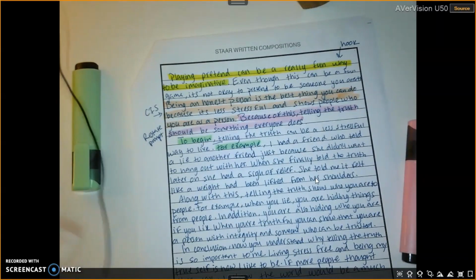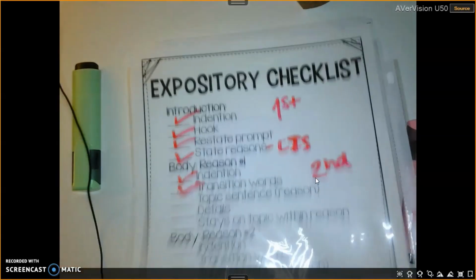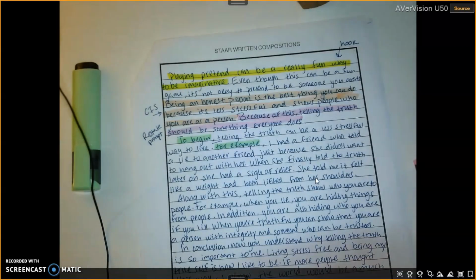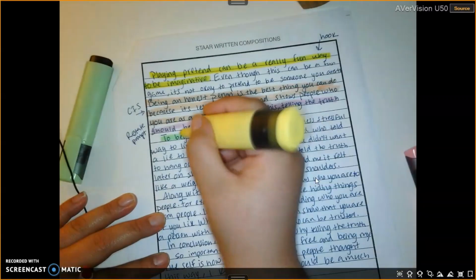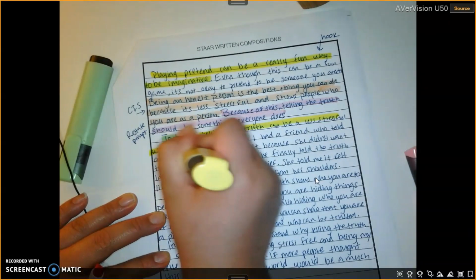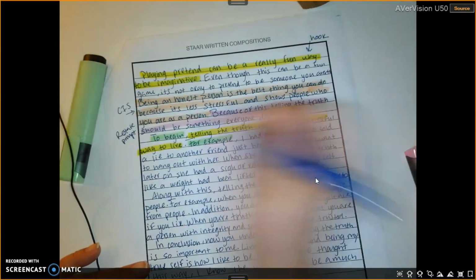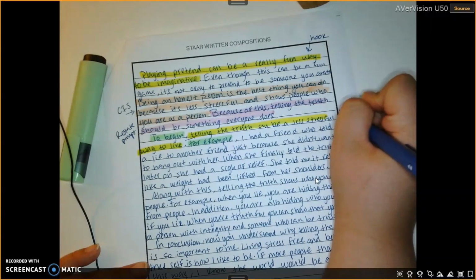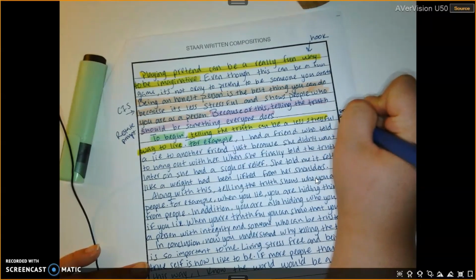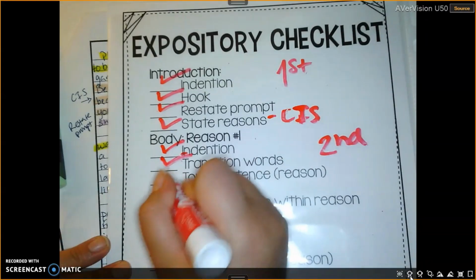Now, according to the checklist, topic sentence. Now remember, if you used your transitional phrase, you should have your topic sentence. And here's my topic sentence right here. To begin, telling the truth can be a less stressful way to live. So I'm going to label it over here because there's not a lot of room over there. Topic sentence. I did my topic sentence.